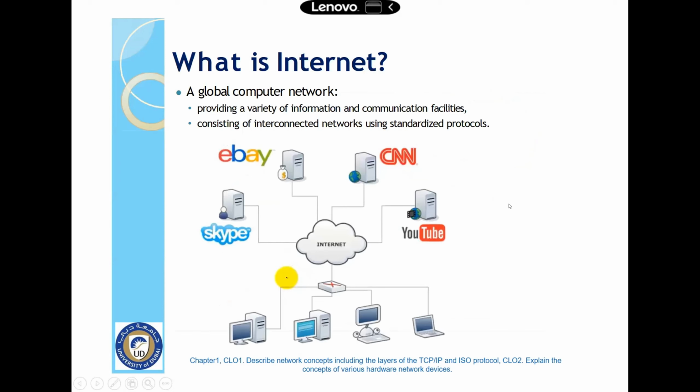Okay, so basically what is the internet? It's a global computer network. It has every machine you think of, they are connected to the internet. You can have many servers like Skype server, eBay, the online purchasing, pretty much like Amazon, the news network, CNN, and we have YouTube. And we have the users here that are all connected to the internet. So it provides a variety of information and communication facilities.